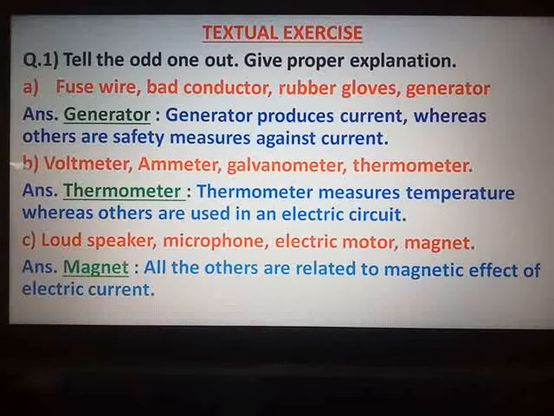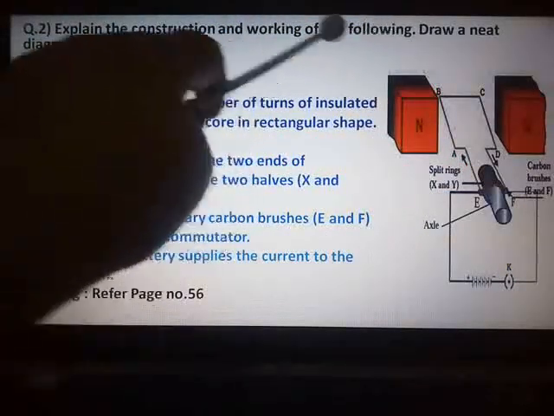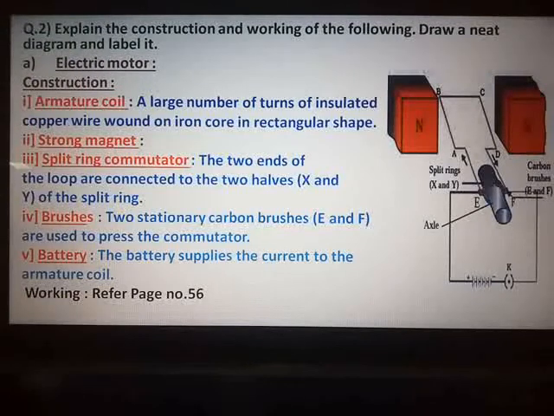Question number 2 is very simple. I will just mark it for you in the textbook. Question number 2 says, it can be asked for 5 marks: explain the construction and working of the following and draw a neat labelled diagram. First one is electric motor. Now, this is the construction which I have written in very short. If you don't want this construction, you can just refer to the construction given on page number 56. Keep your textbooks ready. On page number 56, the very first paragraph is the construction of electric motor.